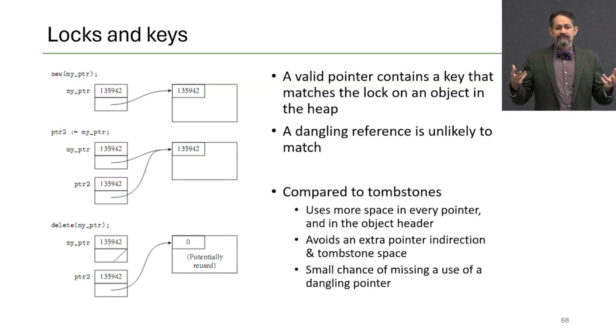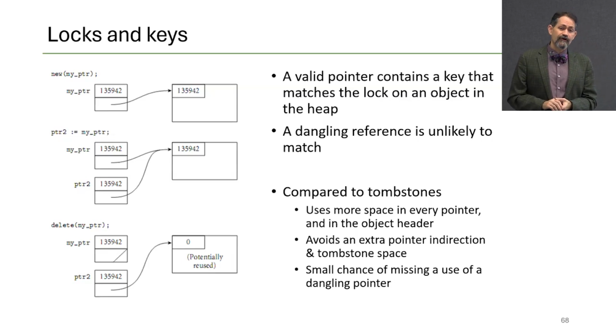But when we deallocate the object, we're going to set the lock to 0. So we never want to use a key that's 0. That memory might be reused, but it's unlikely that we'll use the same value for the key when we reuse that object, or any other thing that we put in that space will be unlikely to match the key. And so when we dereference the pointer when it's dangling, we'll find that the key doesn't match the lock with a very high probability, and we'll be able to once again signal an error.